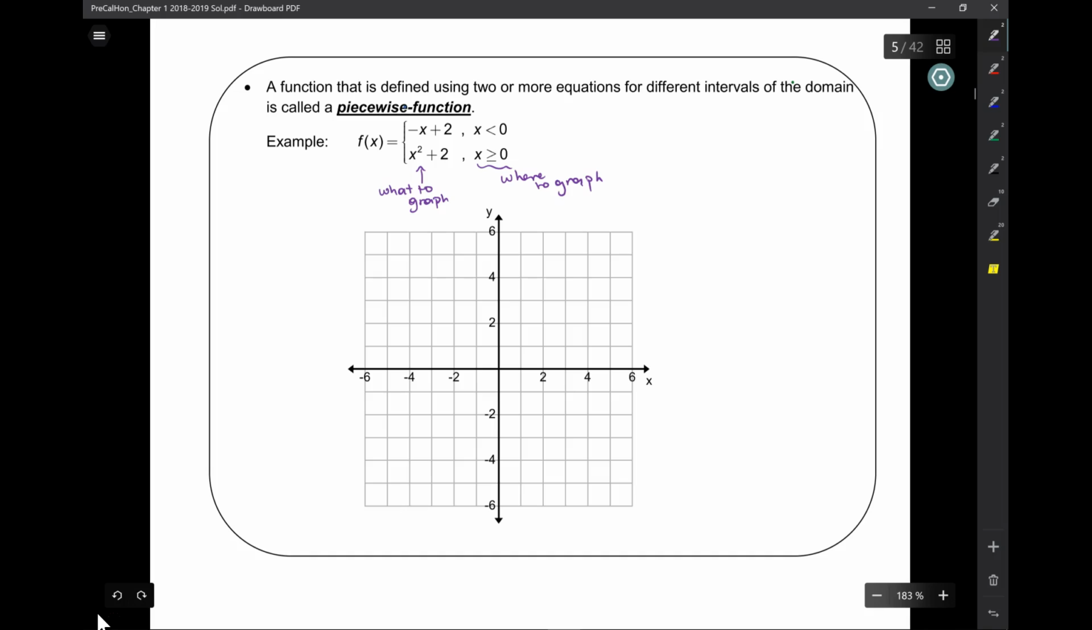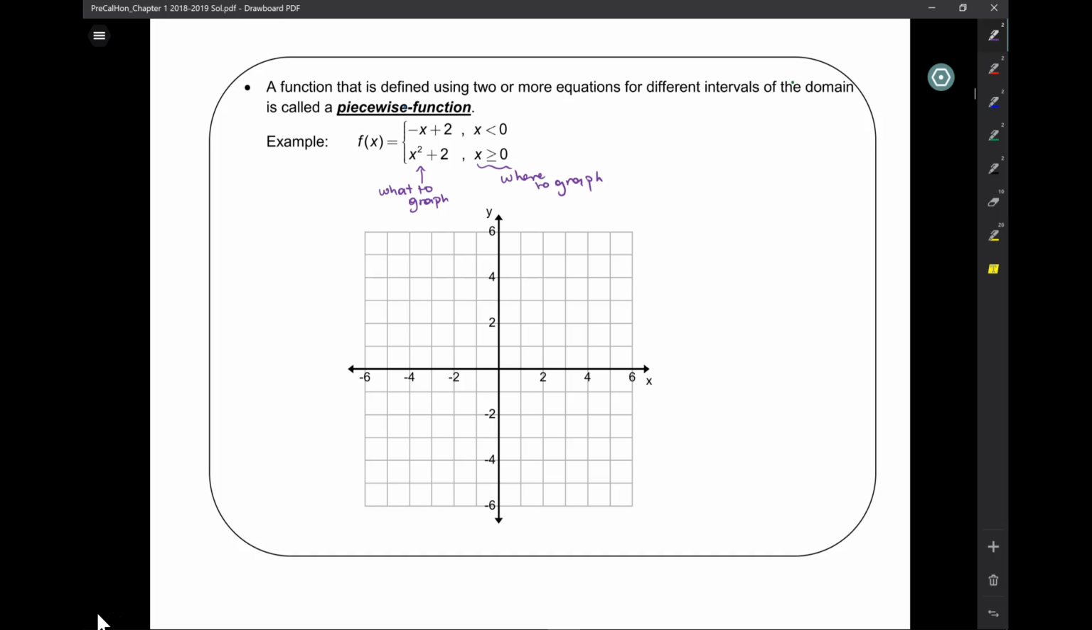So if you see, you've got 2 functions. One is graphed where? In the region where x is less than 0, so on the left side of 0. And then you've got another one that's graphed in the region where x is greater than or equal to 0. Okay? So on the left side here, what kind of function do we have to graph? Linear. It's a line. On the opposite side, it's x squared, quadratic, so it's going to be a parabola.